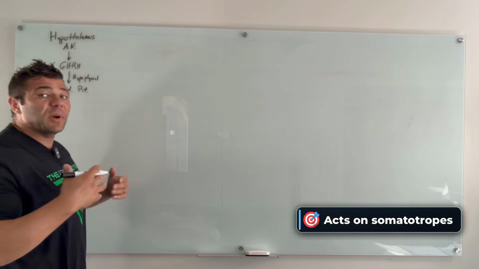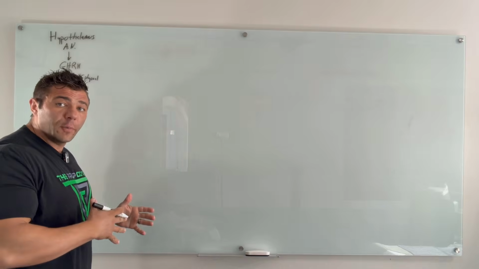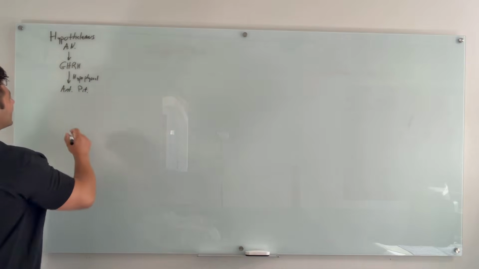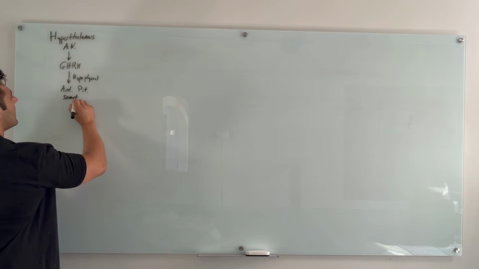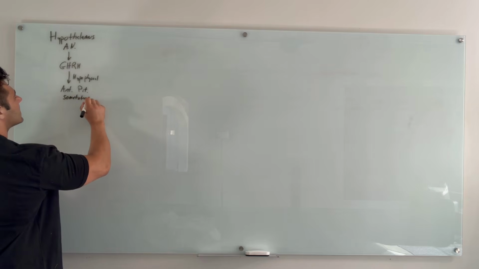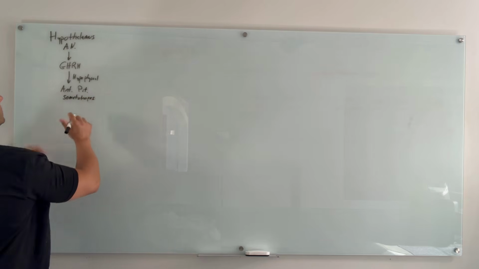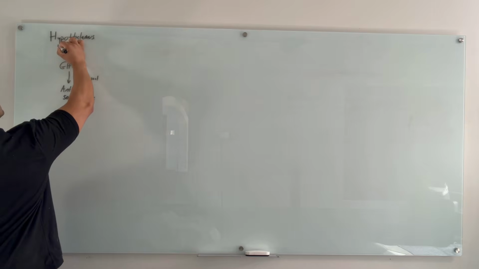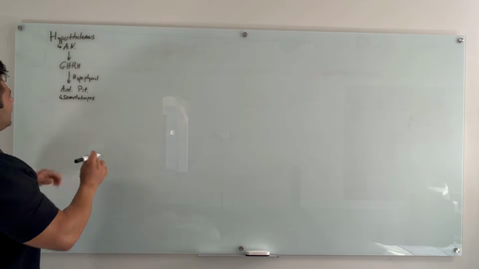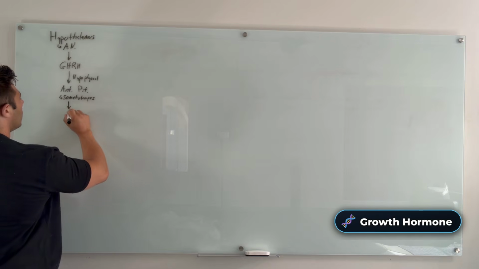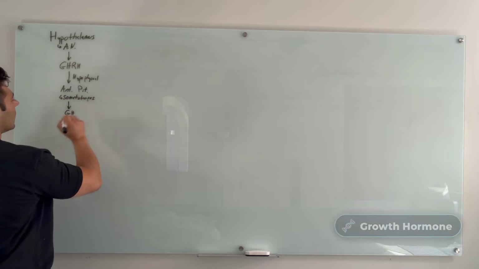So when I say the word somatotropes, I'm referring to growth hormone. Makes sense, right? So we have somatotropes in the anterior pituitary. I'll do a little mark like this, so it denotes where we're at. Then we see this cool release of what we're talking about today, which is growth hormone.